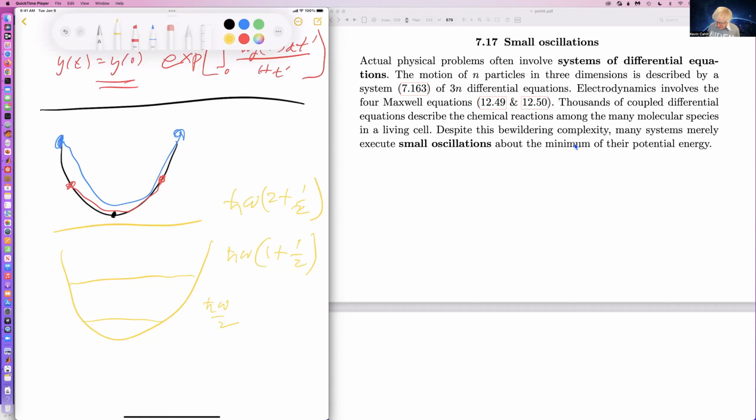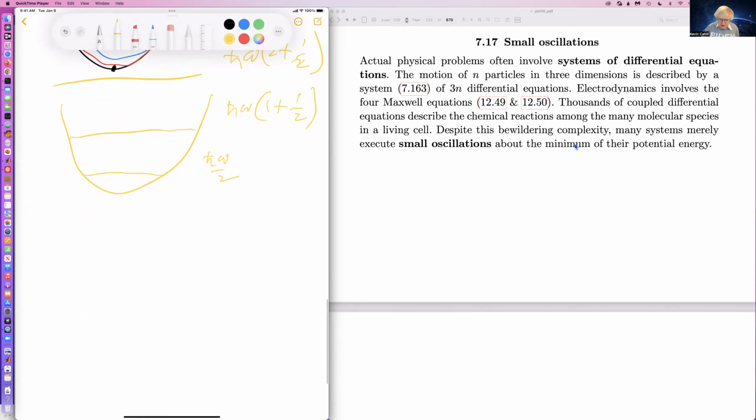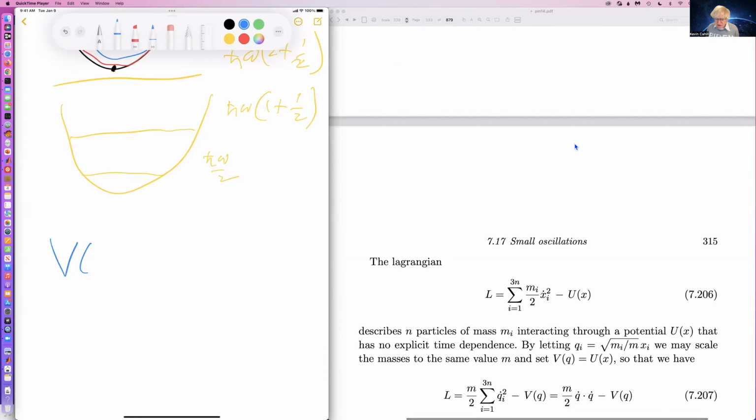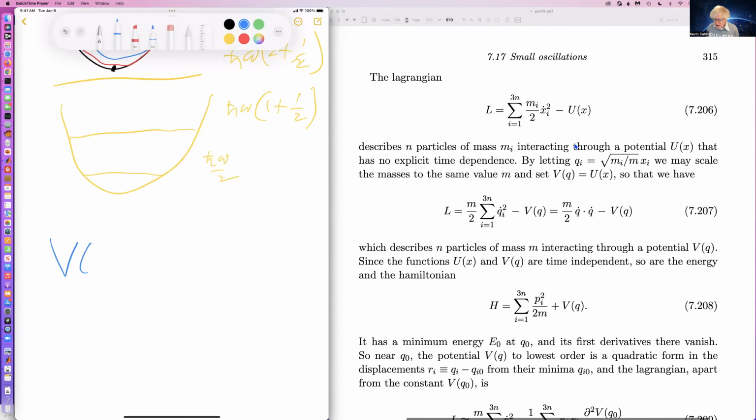Well, the point here is that if you have an arbitrary potential V of, well, I better use the same variables that we're talking about here. What am I talking? Q, V of Q. So this V of Q, what is it? It might be something like that.